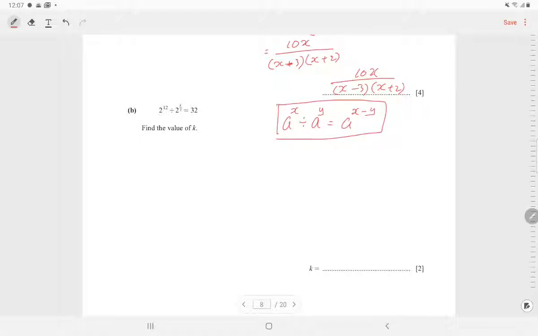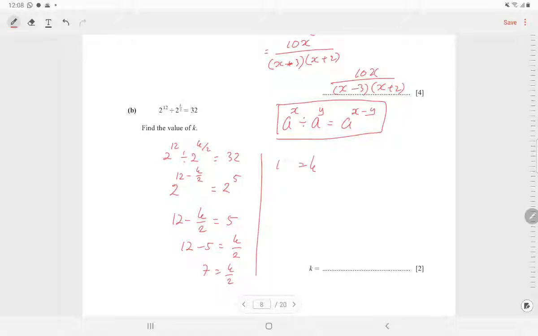So when we have 2 to the power of 12 divided by 2 to the power of k over 2, this is equal to 32. So this is division of the indices, so it becomes subtraction of the power. So 2 to the power of 12 minus k over 2 is equal to, change into base 2, so 2 to the power of 5. Because the base number is already the same, we have 12 minus k over 2 equal to 5. So then we have 12 minus 5 equal to k over 2. So 7 equals k over 2. So k will be equal to 14.